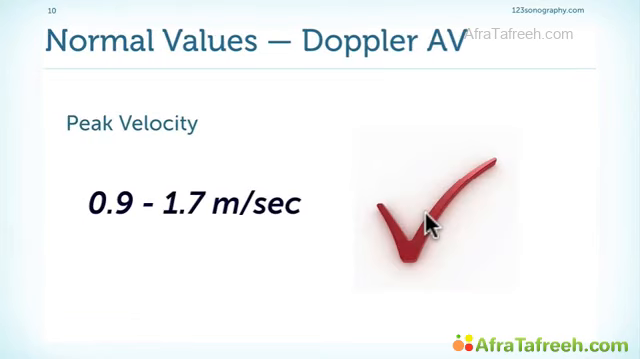The normal value for AV Doppler is 1.7 meters per second. So in most patients, you will get a velocity somewhere in the range of 1.2, 1.3. If you come towards 1.7, it's either a small aorta or it is a patient who has aortic valve sclerosis. But the upper limit, I would say, for a valve which is not stenotic is 1.7 meters per second.